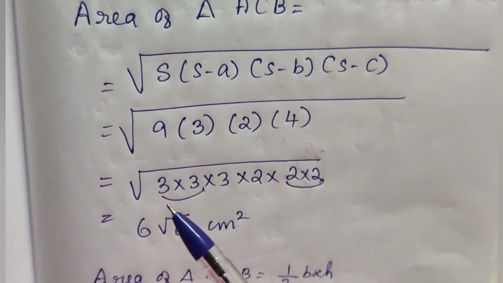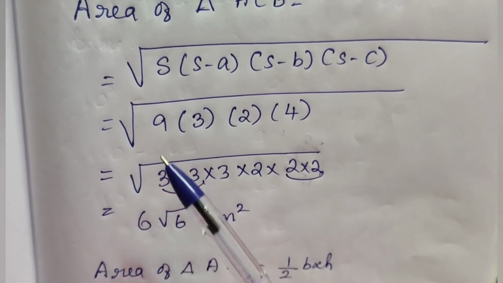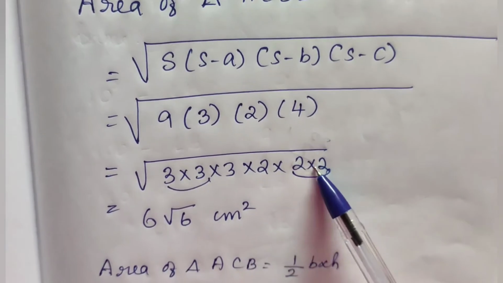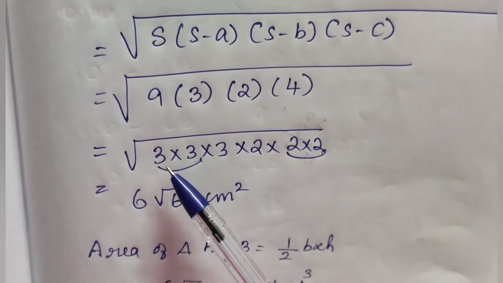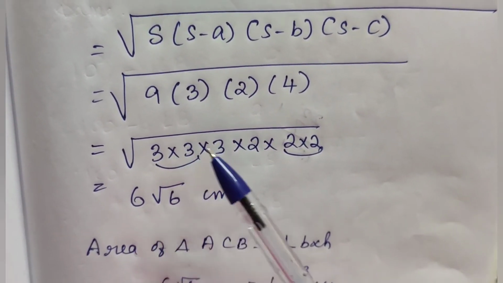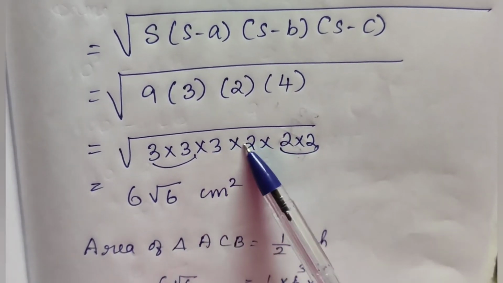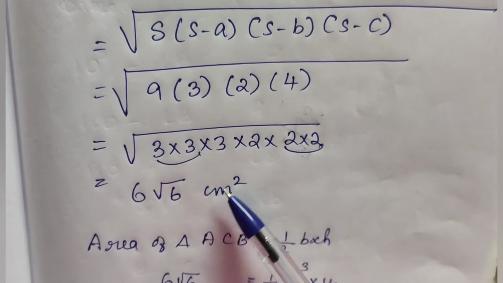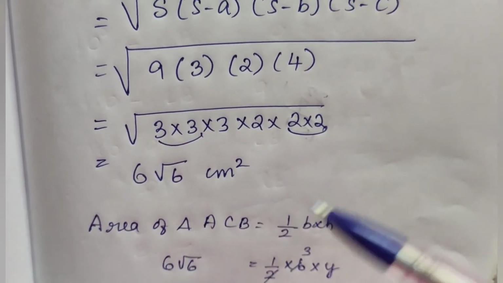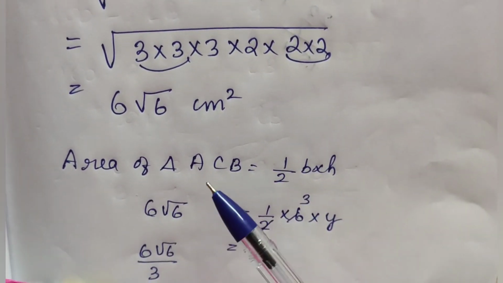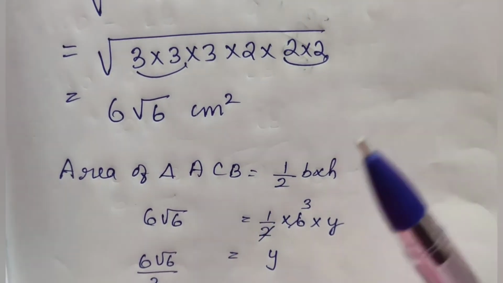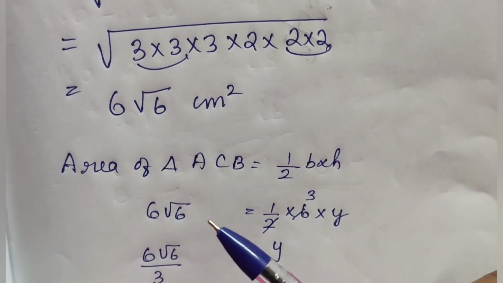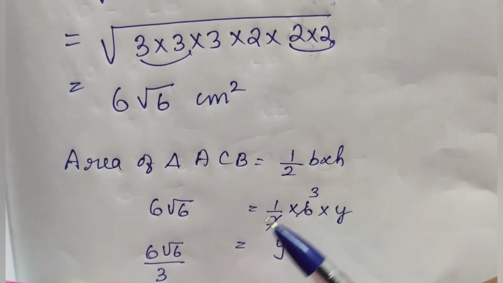I prime factorize everything. So I get 9 as 3 into 3, and here are 3 into 2 into, and 4 I can write 2 into 2. When you take square root, for 2 3's I take 1, 3 into 2, 6. And here you don't have a pair. So 3 2's are 6. 6 root 6 centimeter square. This is the area. Now area of triangle ACB, we can also write another formula for area of a triangle. A general formula for area of a triangle is half base into height.